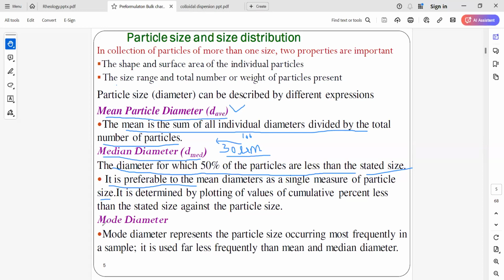Okay. Then there is the mode diameter. From 100 particles, how many are, you can say, the particle with the highest number in diameter. For example, if the 30 micrometer particles are 25 in number and others are 10, 15 or 5, that is the number of other particles. It means that in the range of 30 micrometer, 25 particles are there. So this is the highest number. So that is the mode diameter. 30 micrometer will be the mode diameter. I am just giving the example. So this is mean particle diameter, median particle diameter, and mode diameter.